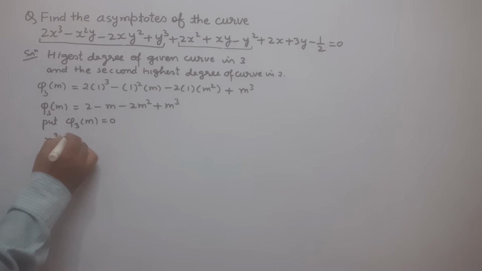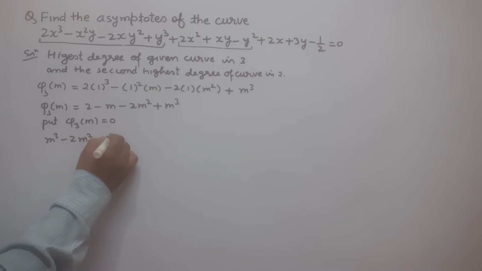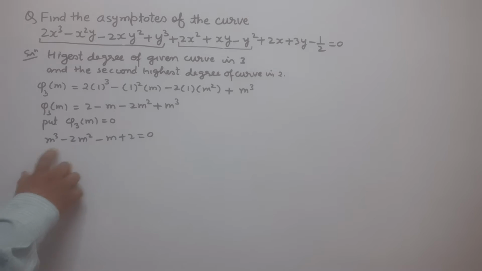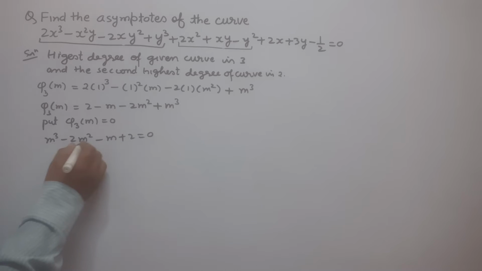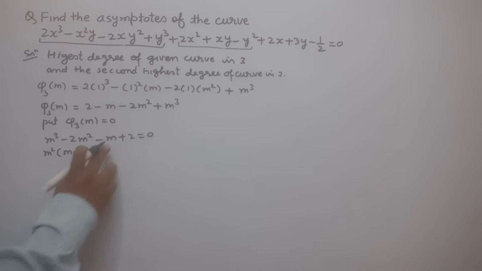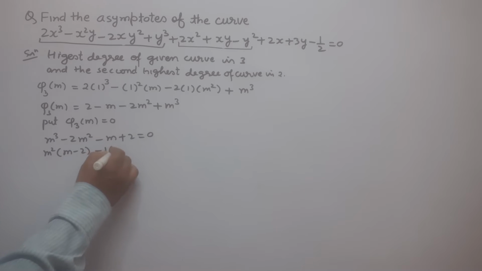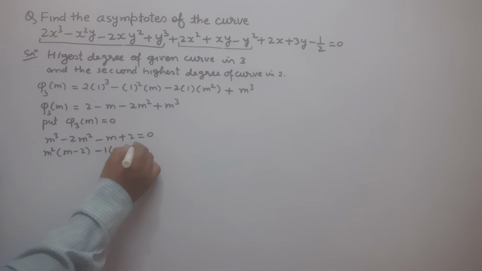So this is m cube minus 2m square minus m plus 2 is equal to 0. Here we can see that this is a cubic equation in m. So first we find the factors of this equation. We take common m square from the first 2 terms, that is we get m minus 2 in the first bracket, and from the last 2 terms we get 1 common. So this is m minus 2 equal to 0.